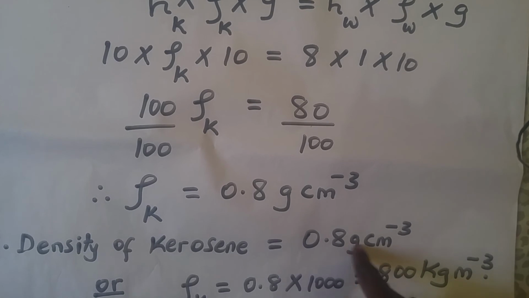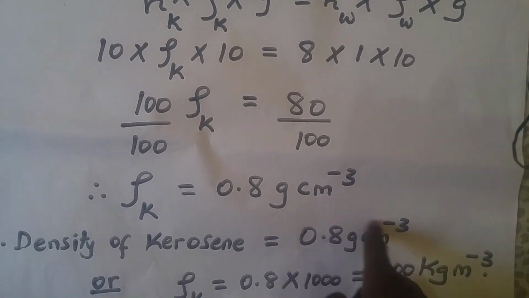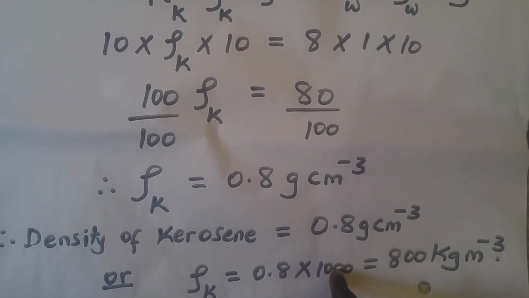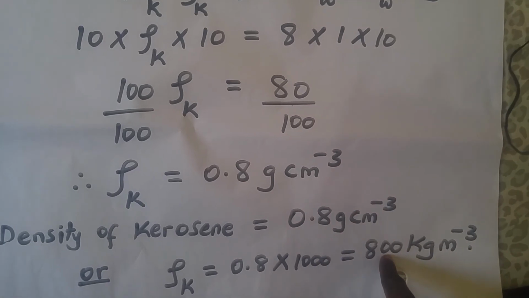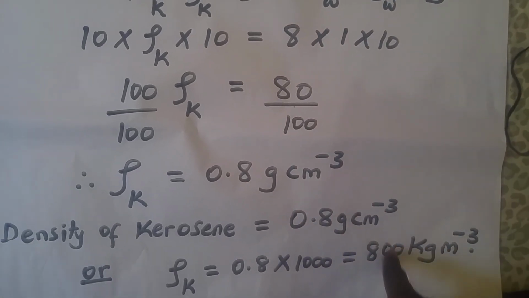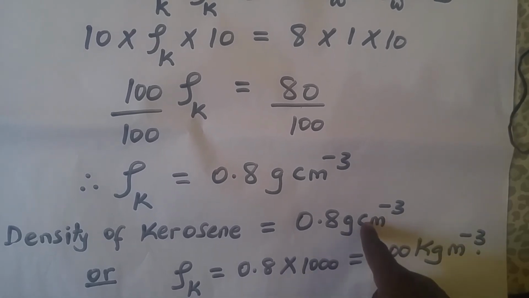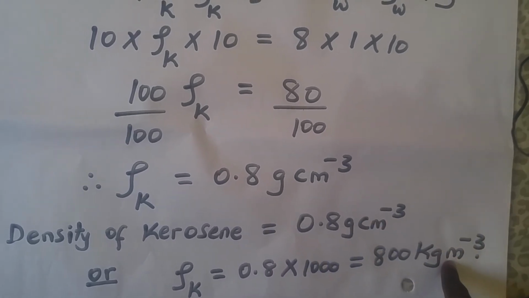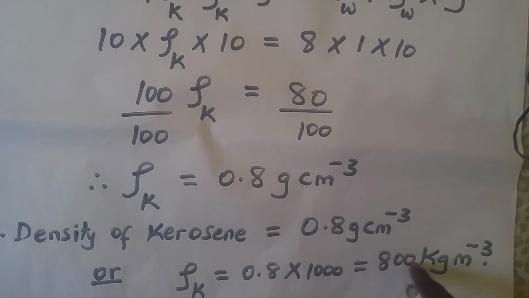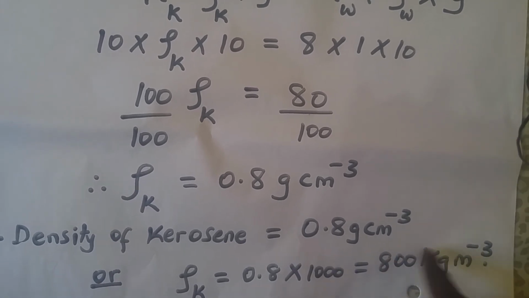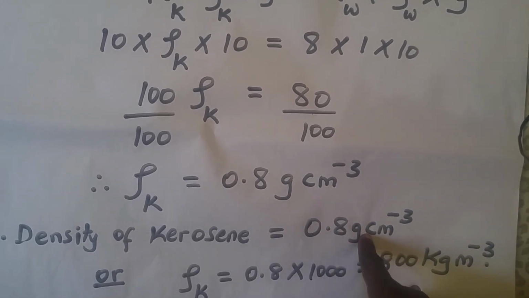If you want to change this one to kilograms per meter cubed, you multiply this value by 1000 and you get 800. Then the units will change from grams to kilograms, centimeters cubed to meters cubed. So you will be correct if your answer is this. You will also be correct if your answer is this.